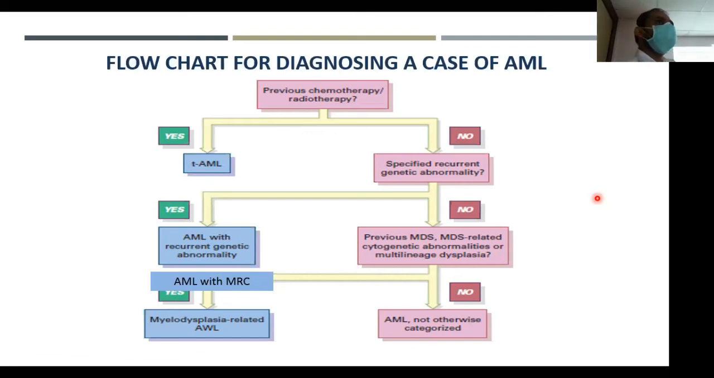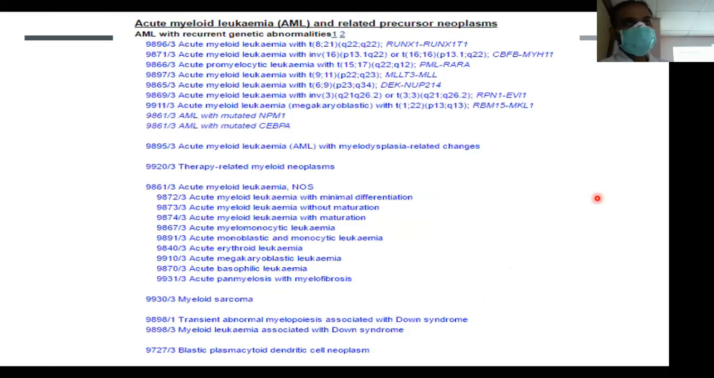That's AML not otherwise specified, where you get AML M1, M2, M6, the morphological classification. Recurrent genetic abnormalities are specific, and promyelocytic leukemia is included in that. Now nobody calls it AML M3; there is no numbering. This you need not see.